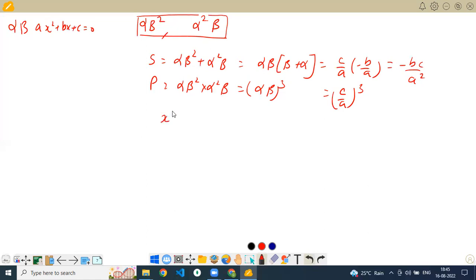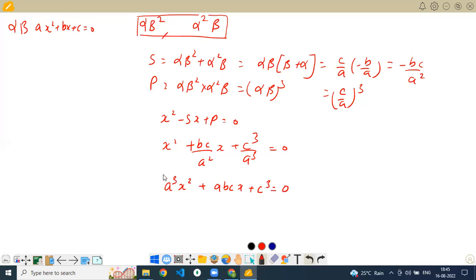So here this will be x square minus sx plus p equals 0. This will be x square plus bc by a square x plus c cube by a cube equals 0, which can be a cube x square plus abcx plus c cube equals 0. In this case I have some symmetricity, but I don't know how to replace x with what. There is nothing equivalent for that.